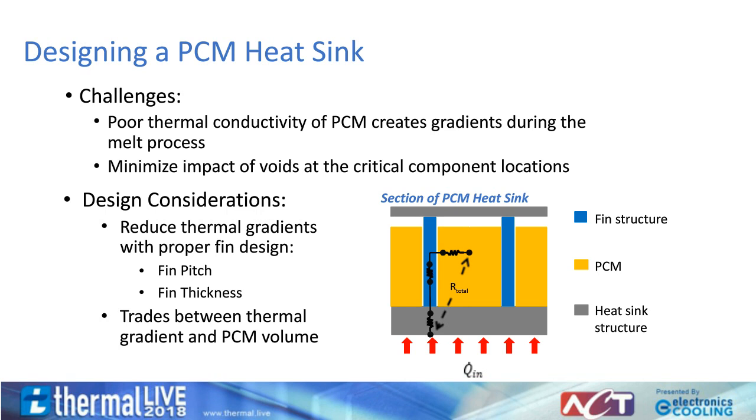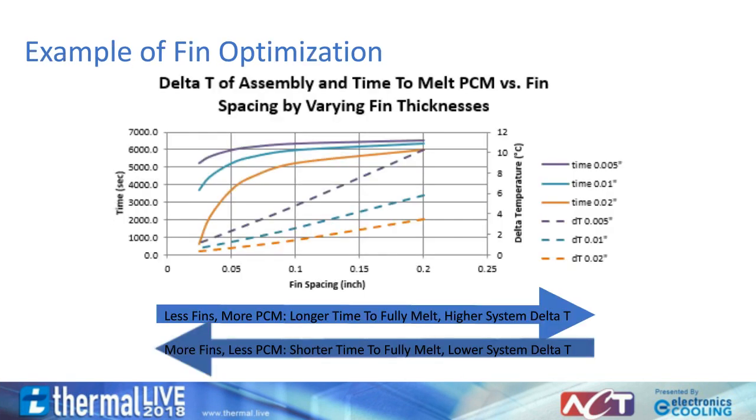As discussed on the previous slide, since most PCMs are those hydrocarbon paraffin-based waxes, getting the heat into the PCM efficiently is a key design parameter. Here is a plot that can be used to identify a starting point for the fin pitch and thickness within the PCM heatsink. The solid line shows the time to melt, or thermal storage capacity, for a given power on the left axis. The matching colored dashed line is the corresponding thermal gradient through the fin and the PCM shown on the right axis.